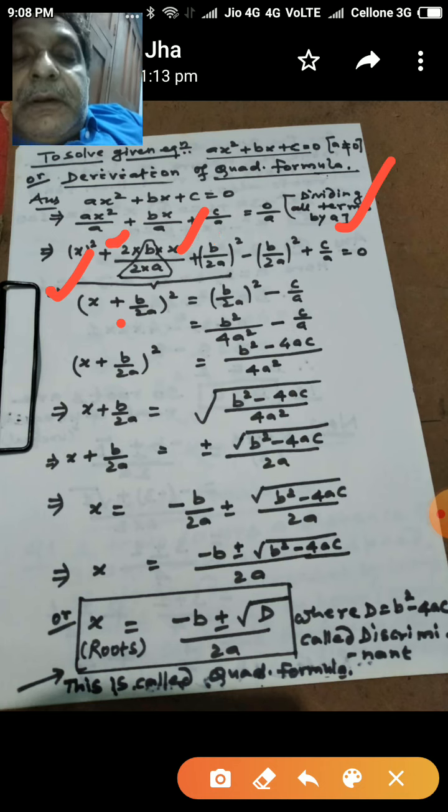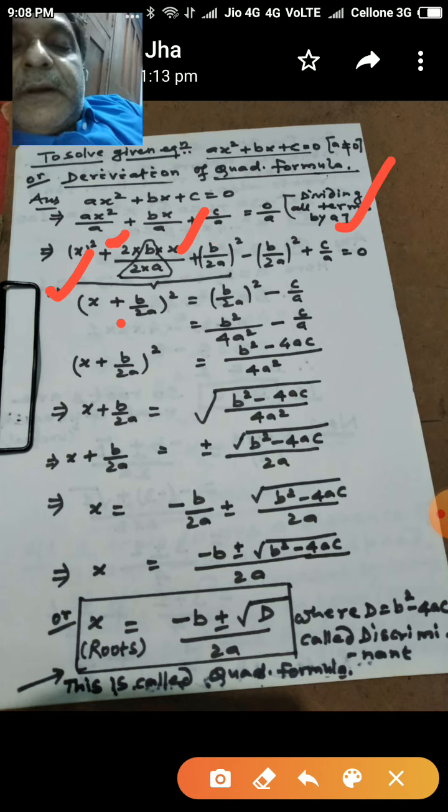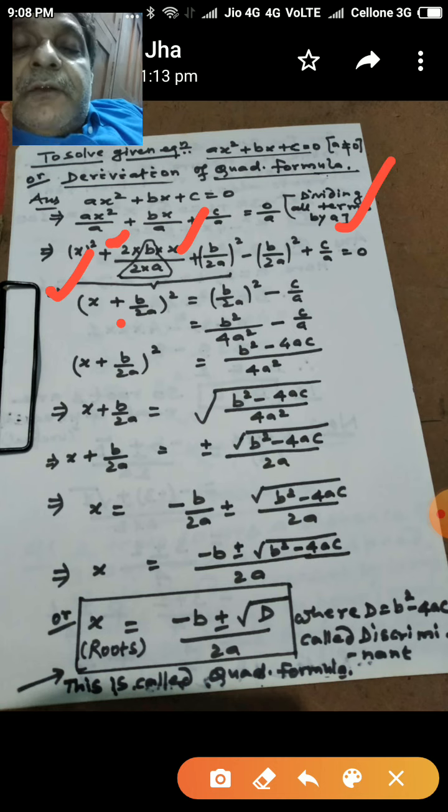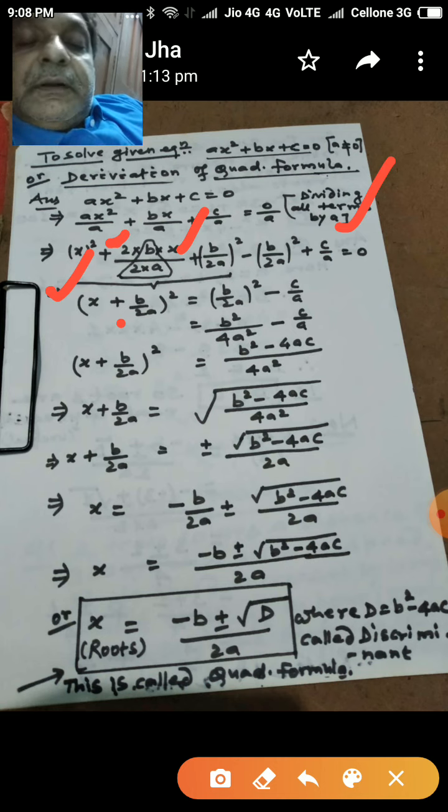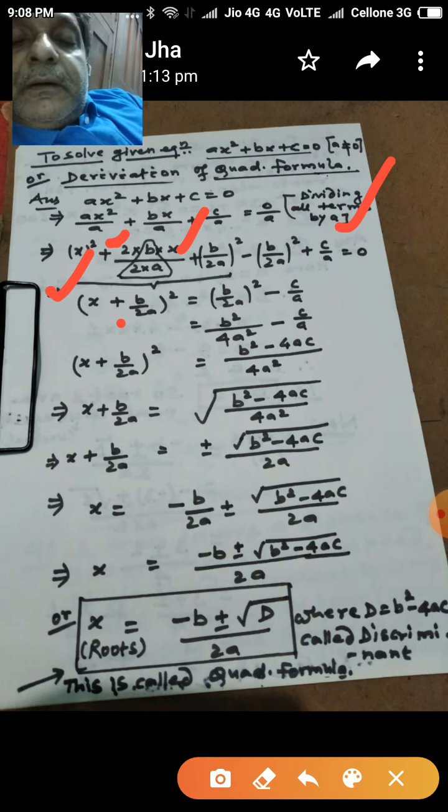So we will add the square of b by 2a, and then we will subtract the same, the square of b by 2a, so that logically we have done nothing. Then we will write the remaining term of the equation above as it is, c by a. So plus c by a is equal to 0.